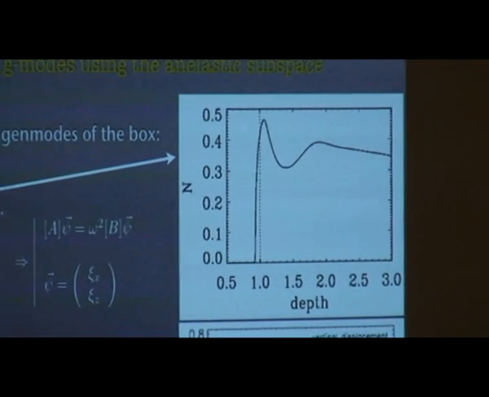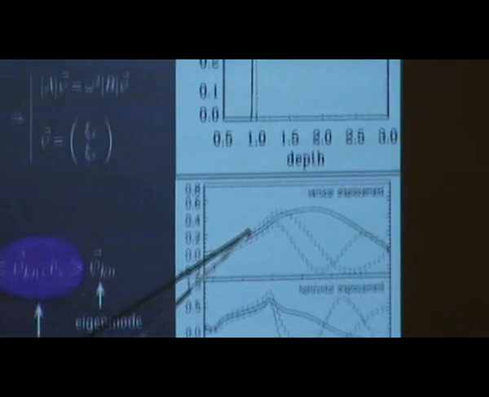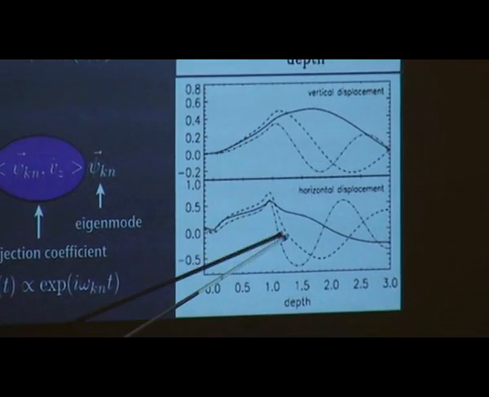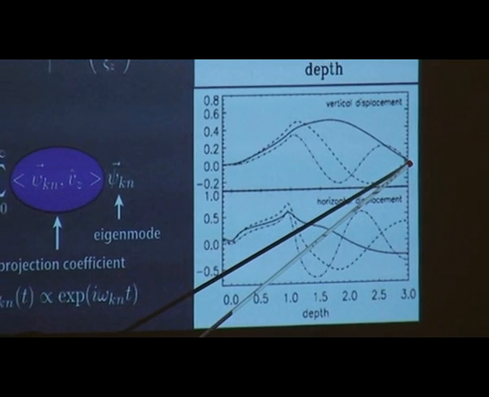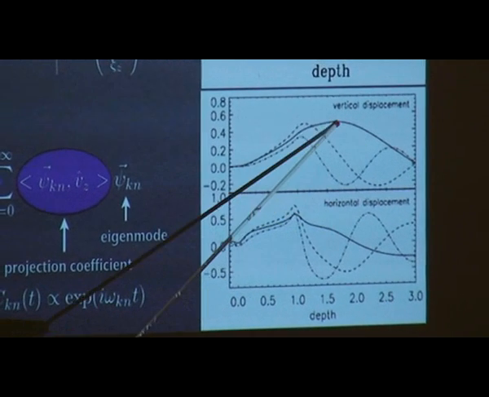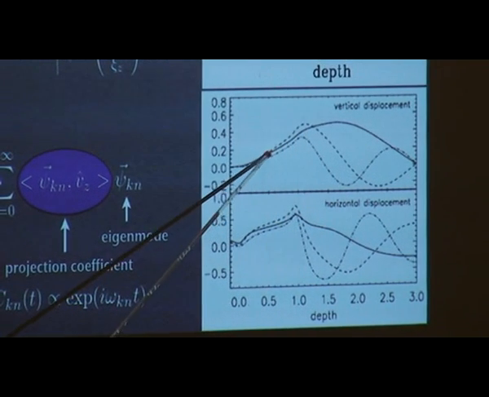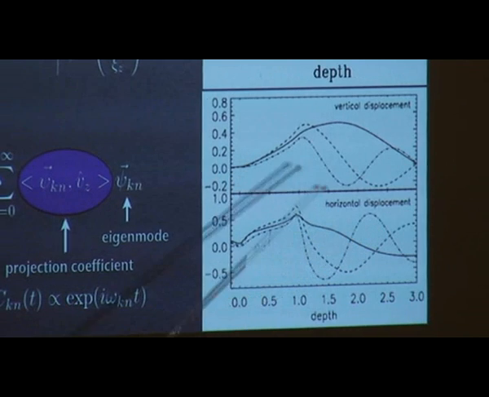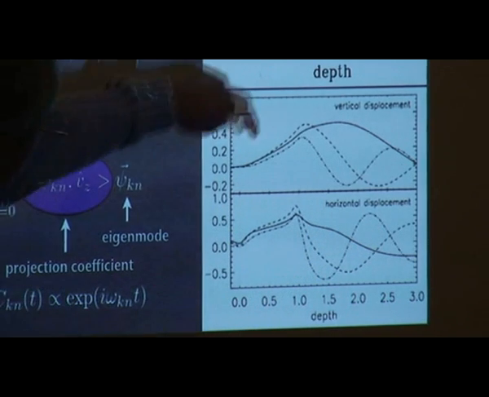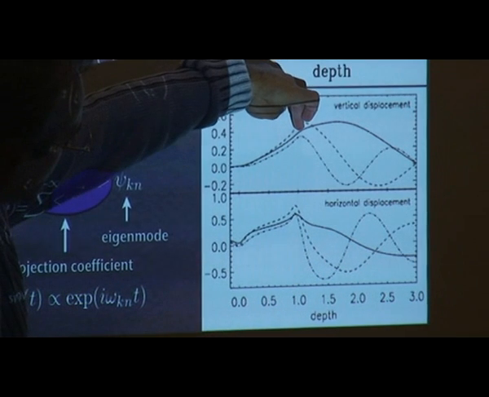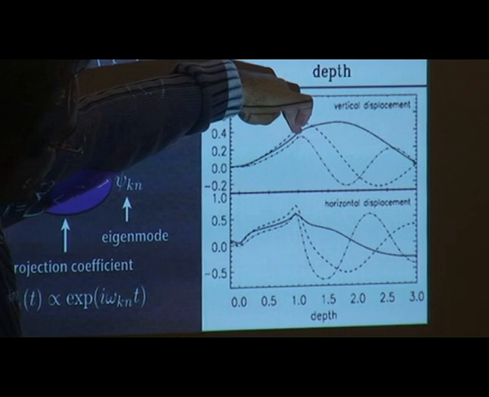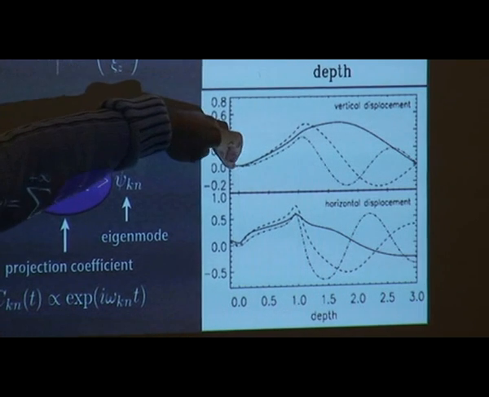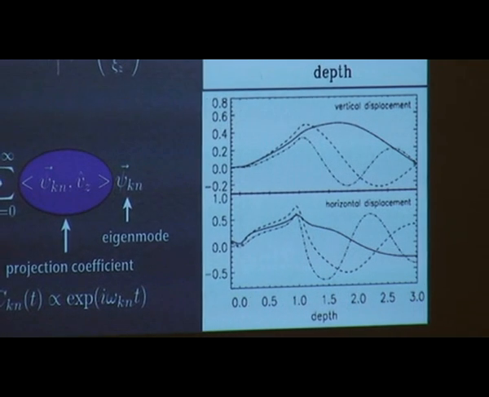And then here I show you some eigenmodes of the radiative zone. So that's the vertical displacement of one gravity mode, and that's the horizontal displacement. And what you see is that here we are at the bottom of the convection zone. The modes go down because the gravity mode cannot propagate in the convection zone. Okay? And then the idea is very simple.